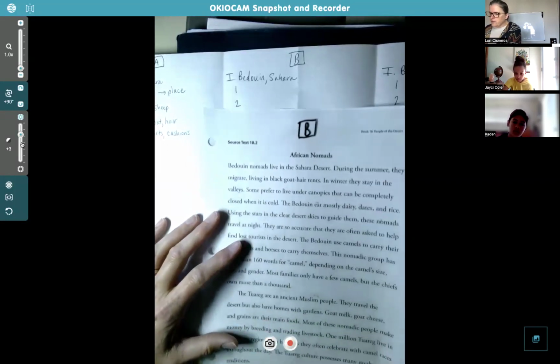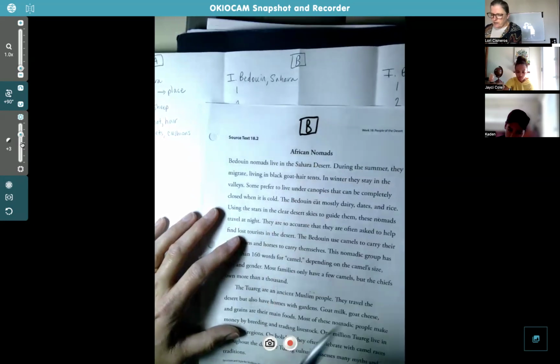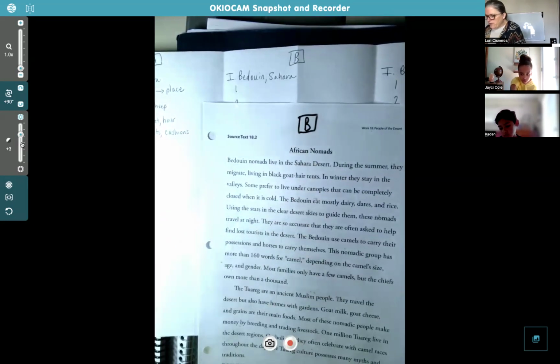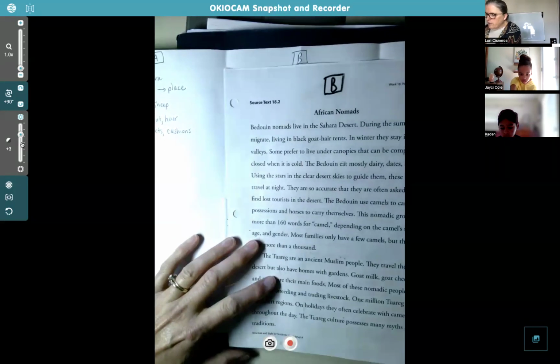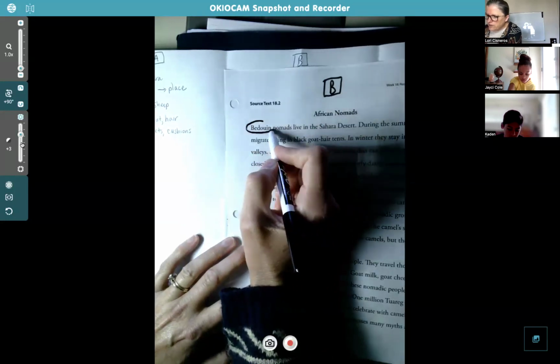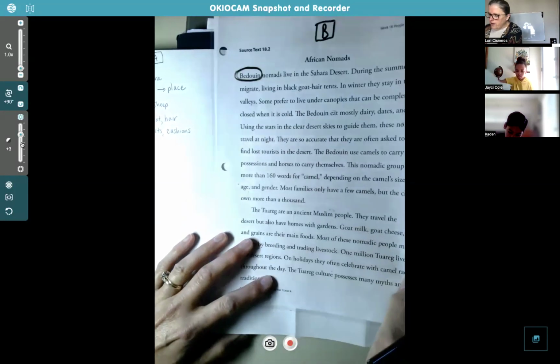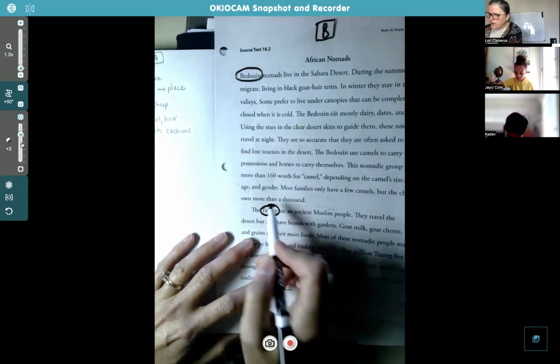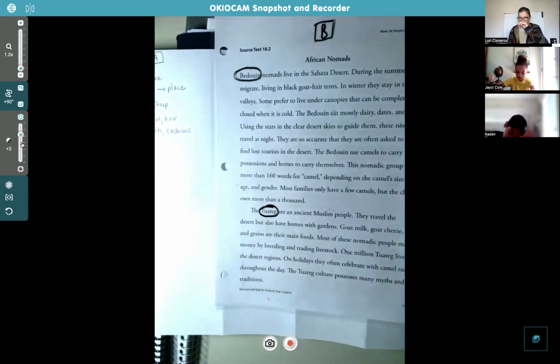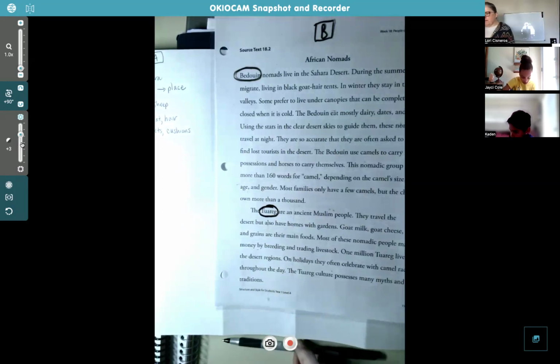Okay. This one's called African Nomads. Again, 2 paragraphs long. Find that word Bedouin. It's the first word, circle it. And then find that word Tuareg, circle that in the second paragraph. Just so you can see that we're talking about two different tribes, but we're focusing on the Bedouin tribe this time.